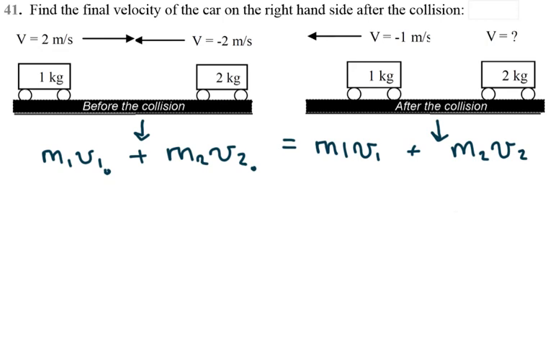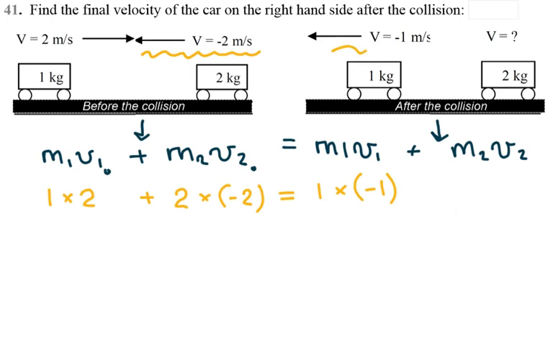So m1 is 1 kilogram moving at the velocity of 2 meters per second, and m2 is 2 kilogram moving at the velocity of -2 meters per second. Sometimes they will not tell you that it is -2 meters per second, but you can see it is in the opposite direction, so you have to remember to plug in a negative number. After the collision, m1 is 1 kilogram moving at the velocity of -1, so it changed the direction of the motion, so it moves in the opposite direction as well.